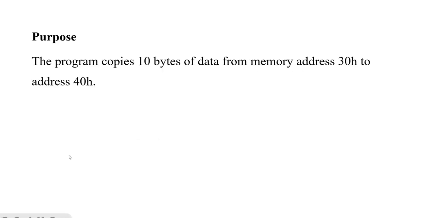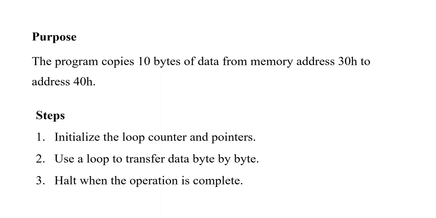The purpose of this program is to copy 10 bytes of data from the memory address 30H to 40H. These are the steps we'll use to write the program. First we will initialize the loop counter and the pointers. Then we will use a loop to transfer the data byte by byte, and we'll halt the operation when the data is transferred from the memory addresses 30H through 39H to the memory locations 40H through 49H.